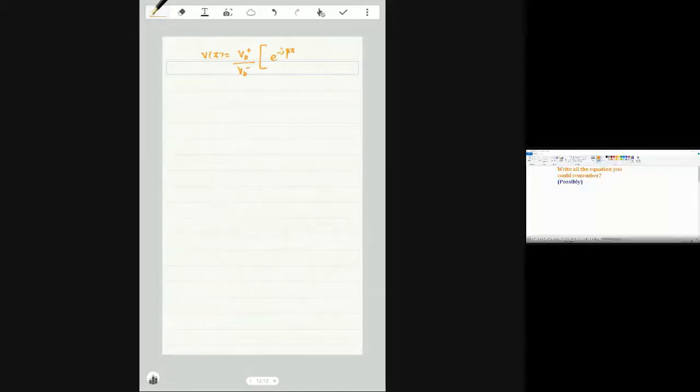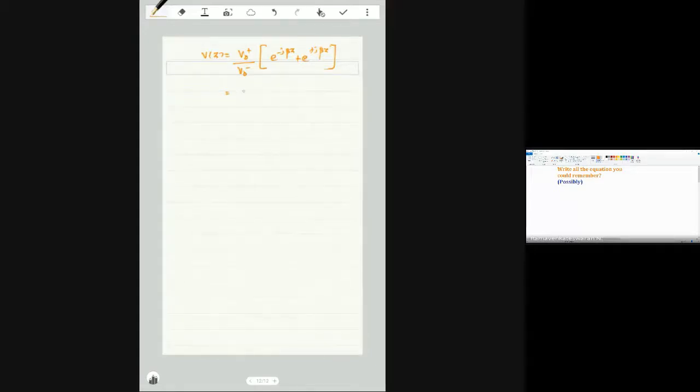Okay, so minus or plus, this is the plus, no, because incident plus reflected is voltage. Okay, so I'm going to connect the power. So here, e power plus j beta z. So this can be a gamma.